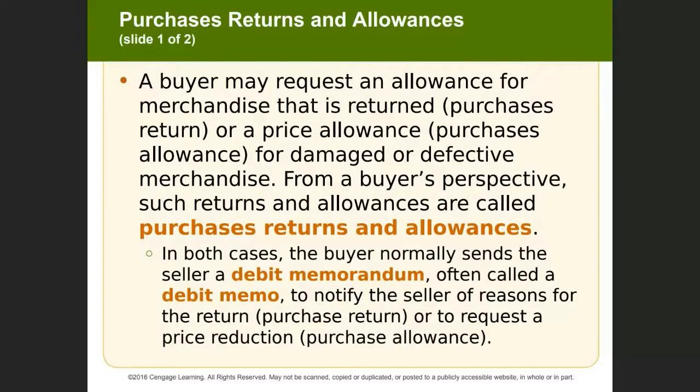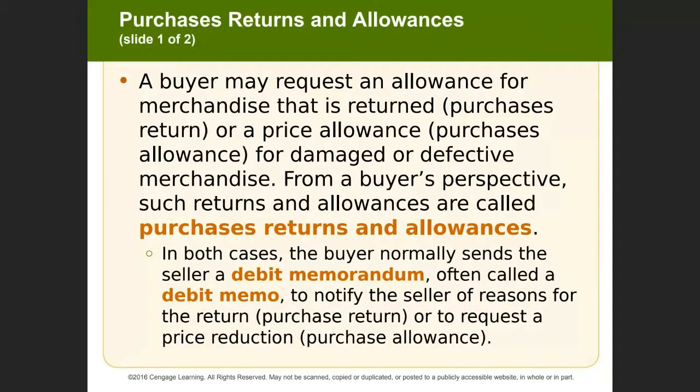A buyer may request an allowance for merchandise that is returned, like a purchase return, or a price allowance, a purchases allowance, for damaged or defective merchandise. From a buyer's perspective, such returns and allowances are called purchases returns and allowances. In both cases, the buyer normally sends the seller a debit memorandum, often called a debit memo, which I've seen that term used more often, to notify the seller of reasons for the return, like if there are any defects, and to request a price reduction.